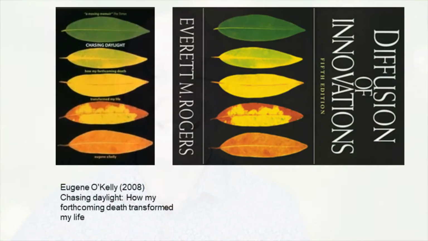But it must be a stock image, as the same photograph was used for the cover of Chasing Daylight, How My Forthcoming Death Transformed My Life by Eugene O'Kelly in 2008. Anyway, folks, it beats me why the publishers or Everett thought it was a good choice for his book. So if you're listening in and you can suggest why they chose that image, can you please let us know by leaving a message underneath this blog post?